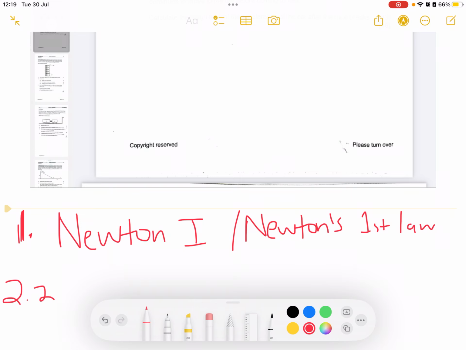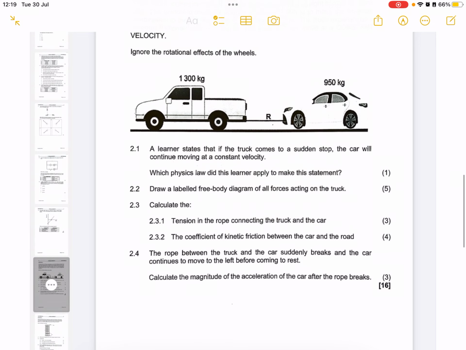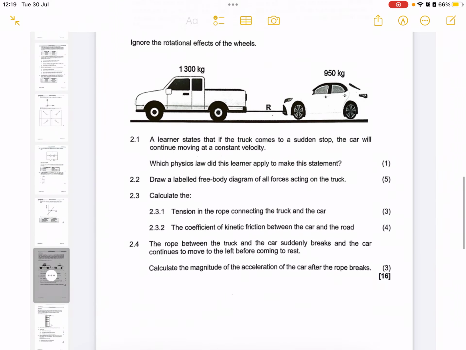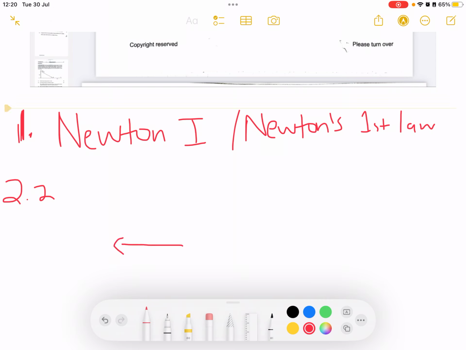And in 2.2, they say draw a labeled free body diagram of all the forces acting on the truck, and that is 5 marks, which means there are 5 forces that we have to look at. The truck is going to the left, being pulled by a force of the engine, and the truck experiences gravitational acceleration and normal force, and has a rope attached, so tension, and experiences friction. And then that makes our 5 forces.